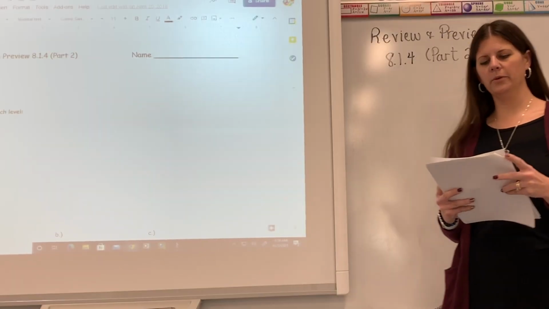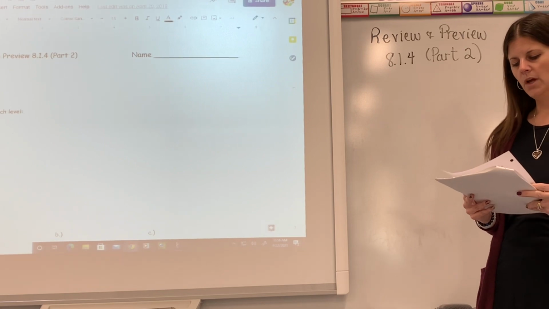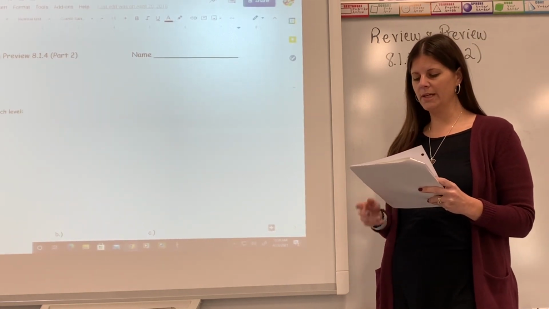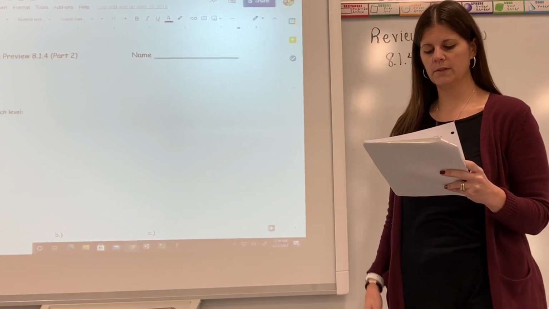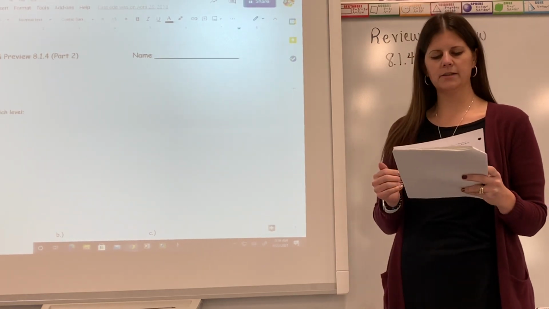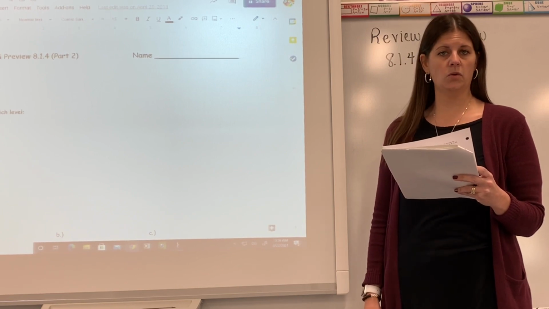We are ready to talk about Review and Preview 8.1.4 Part 2. On the first question, question 56, they show you 3 different box plots for 3 different schools. And parts A through E ask you some different questions about that. For part A, it asks you which of these is a K-8 school.